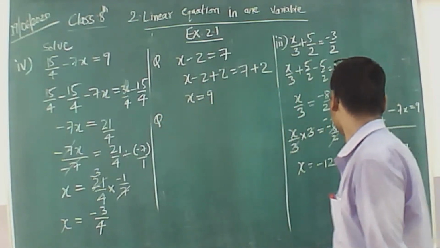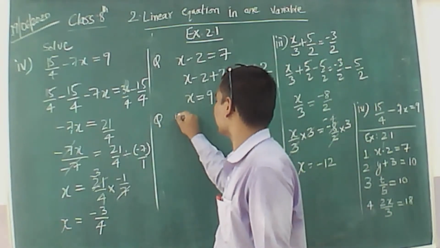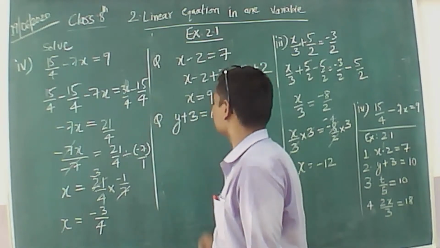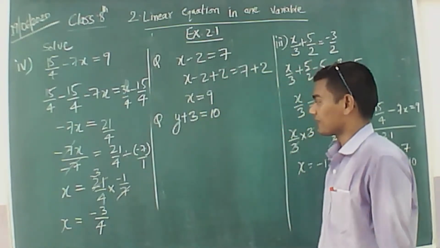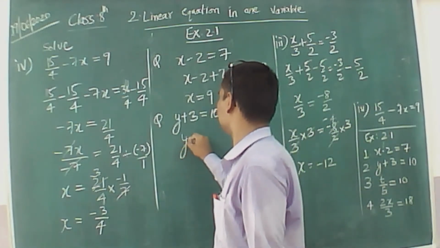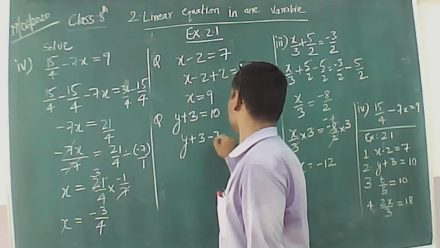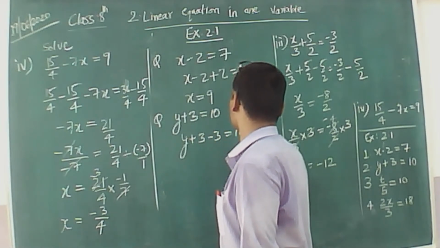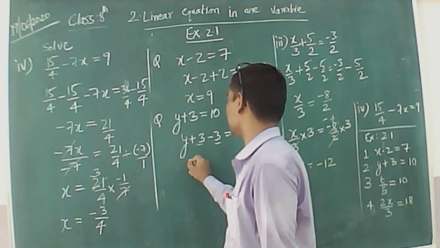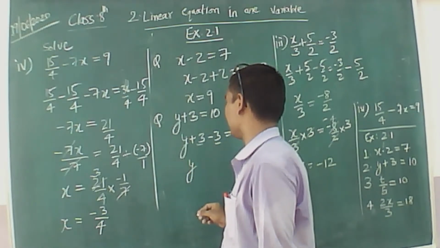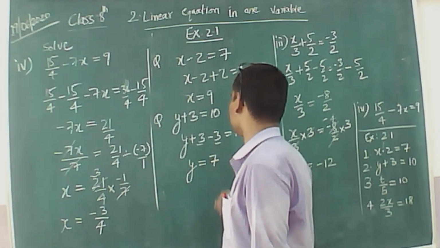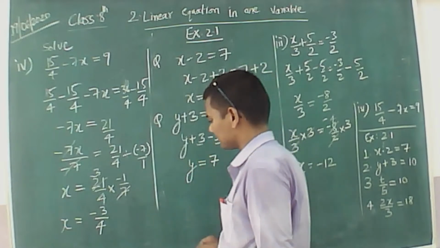Next question, y plus 3 is equals to 10. Subtract 3 from both the sides. Here this plus 3 and minus 3 will get cancelled. It becomes 0. And we are left with y on the LHS and 10 minus 3, 7 on the RHS.